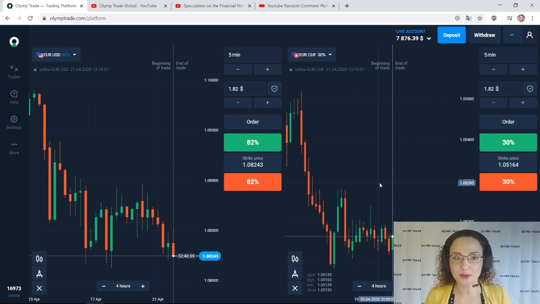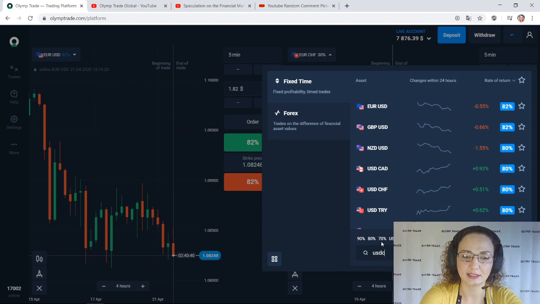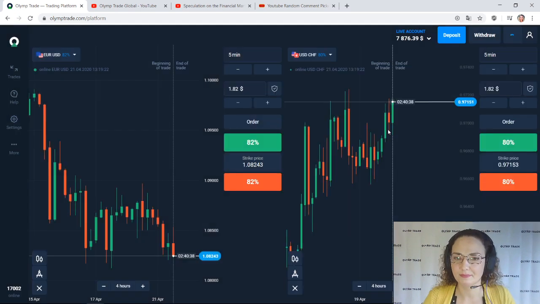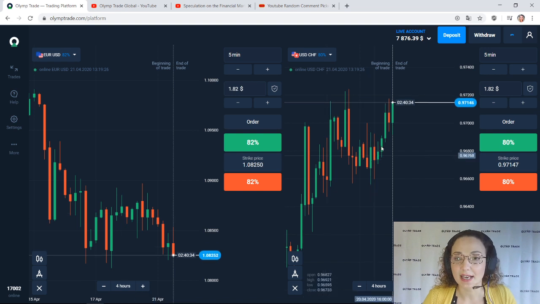Now, the flip side to correlation is anti-correlation. This means that if one asset is falling, then it's likely that the other asset is going to rise. An example is the Euro US dollar and the United States dollar and Swiss franc, USD CHF. We enter like this, and you can see where this asset is falling, this asset is rising. So this is an anti-correlation.